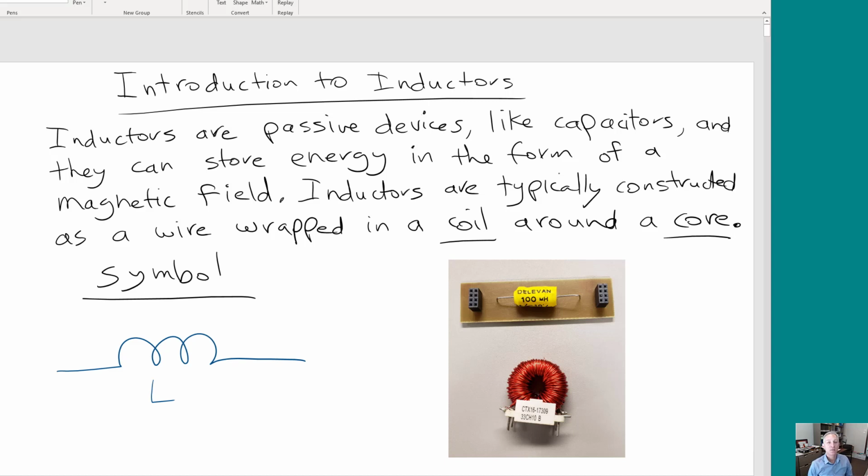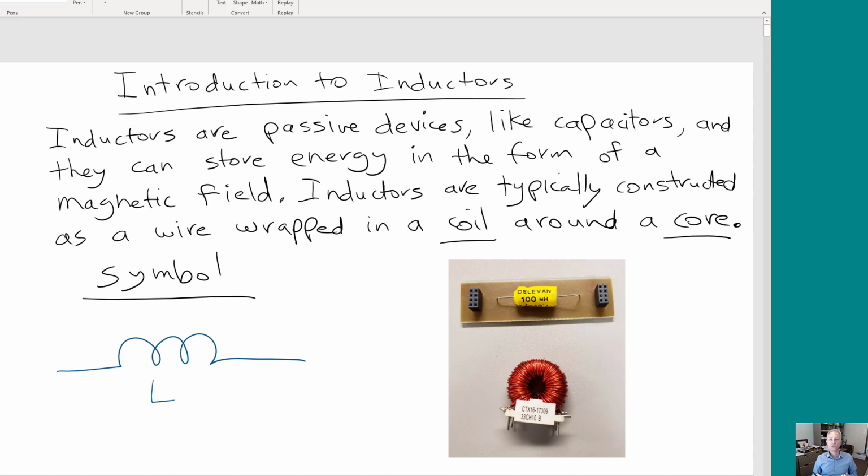Hello everyone. I'm going to be talking about inductors. Inductors are passive devices like capacitors and resistors. And like capacitors, they can store energy. However, they store energy in the form of a magnetic field, whereas capacitors were storing energy in the form of an electric field. Okay, so inductors can take energy or store energy from a circuit and deliver energy back into a circuit, okay? And that's done through the magnetic field.